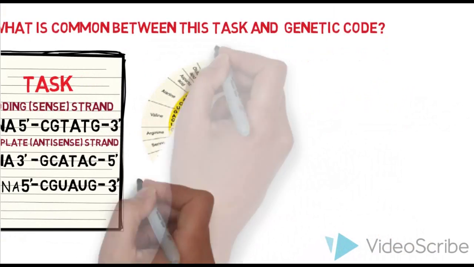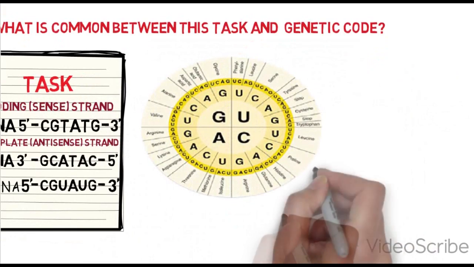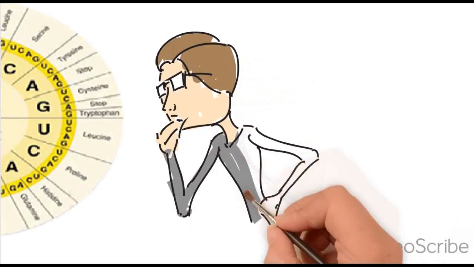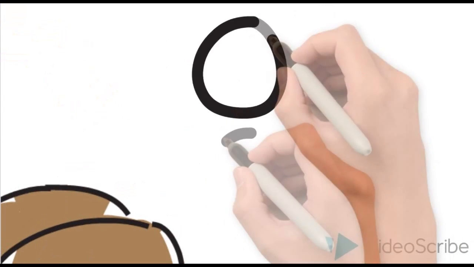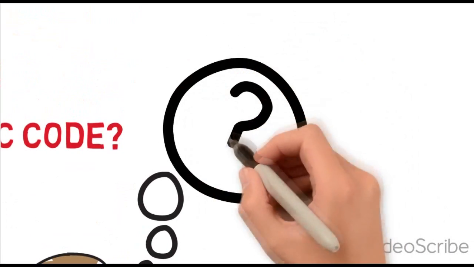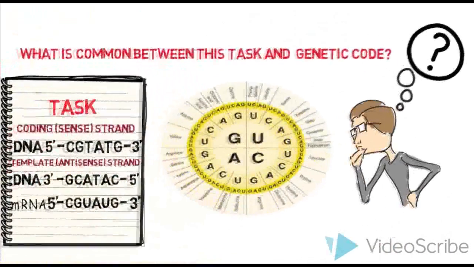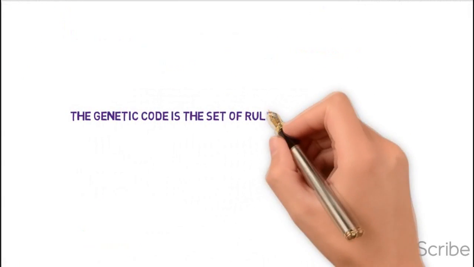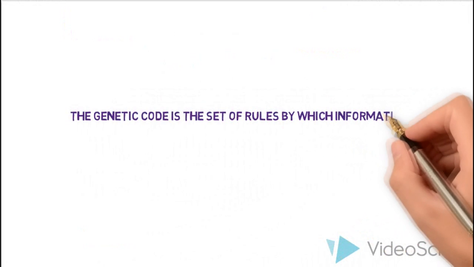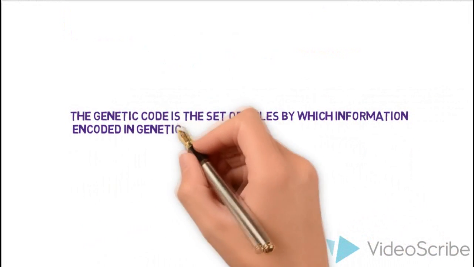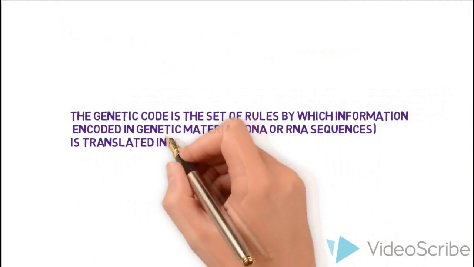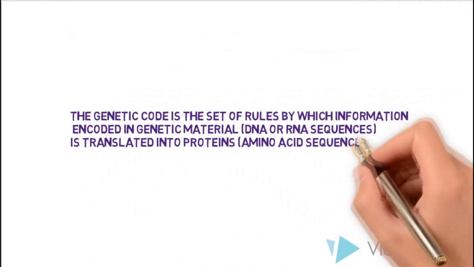You see one part of the genetic code chart, one of the types, and we need to decide this question. The genetic code is a set of rules by which information encoded in genetic material, DNA or RNA sequence, is translated into the protein's amino acid sequence by living cells.